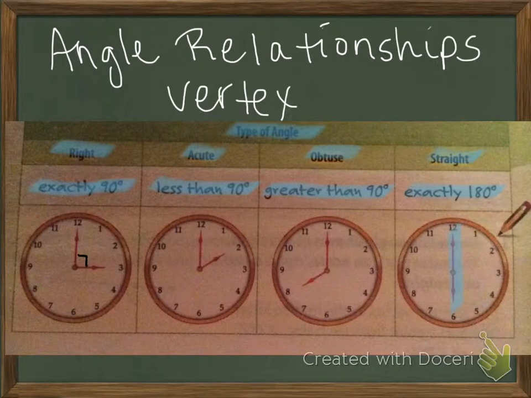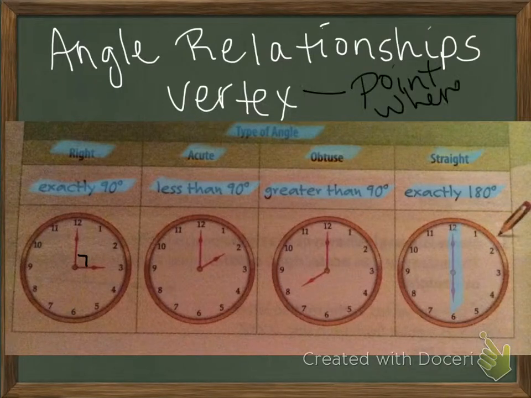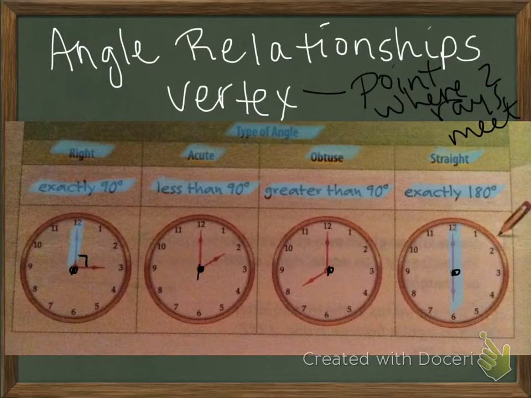And the first vocabulary word that you need to write the definition of is vertex. The vertex is the point where two rays meet. And that would be this point right here. We're looking at a clock. That is my vertex. Rays, this word, rays, would be the lines here. Those are your rays.